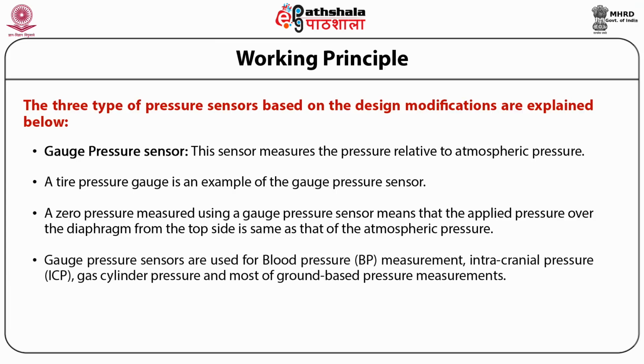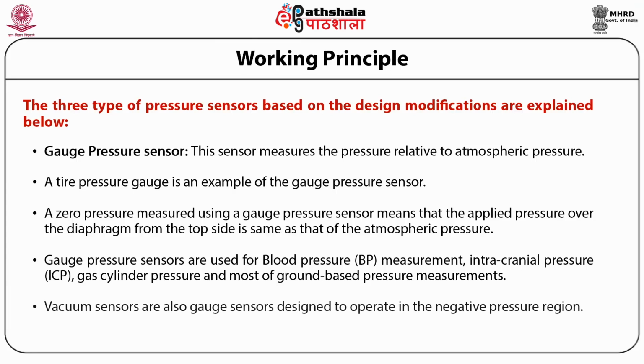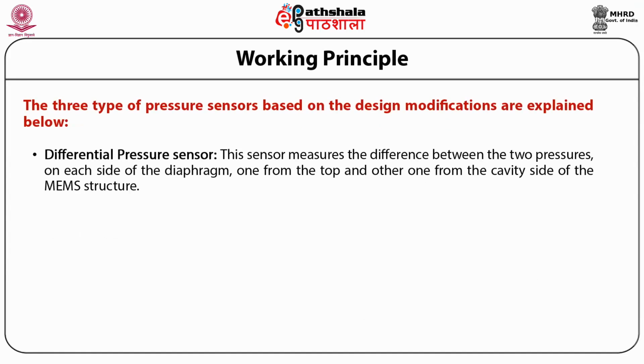The gauge pressure sensors are used for blood pressure and pressure measurements. The vacuum sensors are also gauge sensors designed to operate in the negative pressure range. The third one is the differential pressure sensor. The differential pressure sensor measures the difference between the two pressures on each side of the diaphragm, one from the top and the other from the cavity side of the MEMS structure.